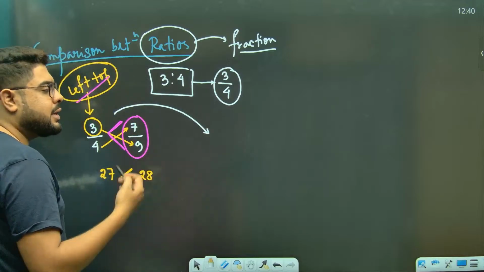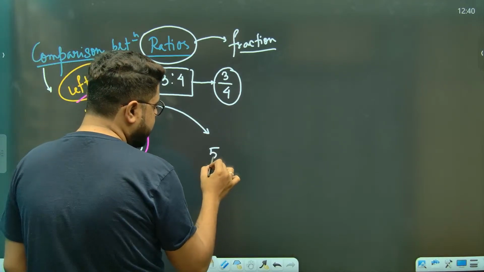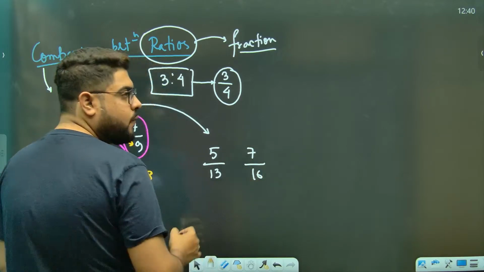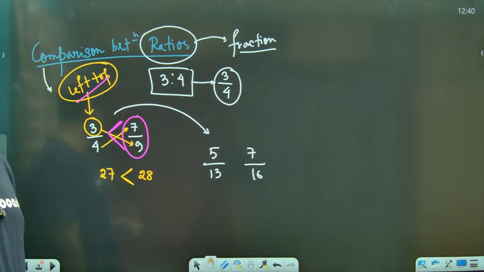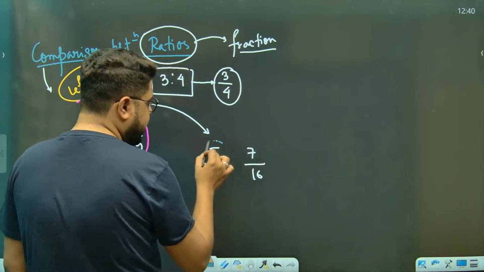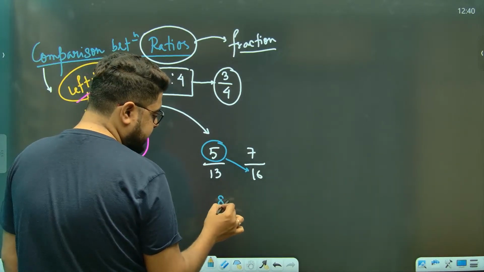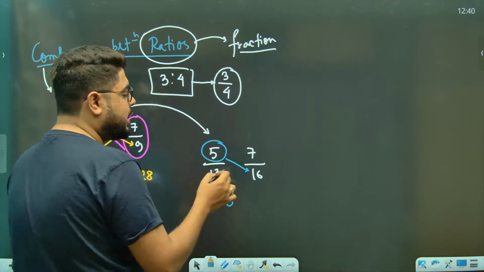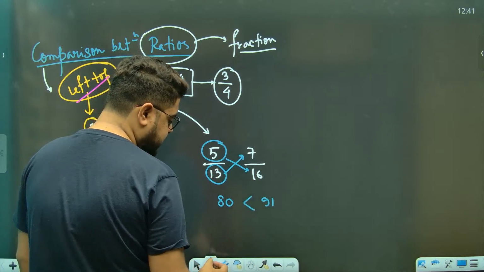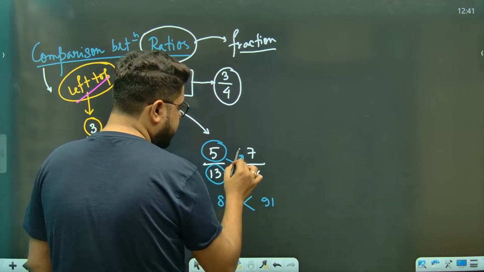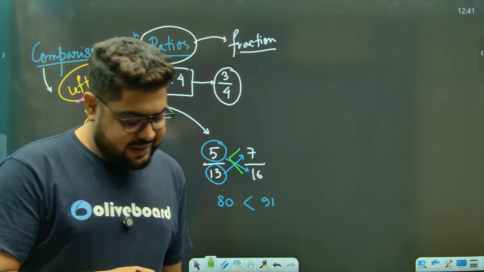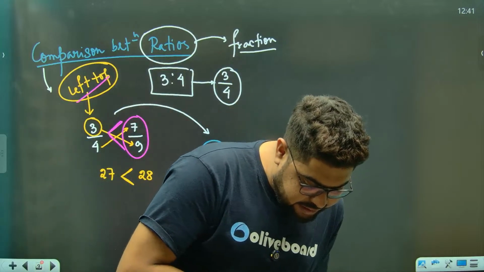For example, another: 5 by 13, 7 by 16. Let's see now. Starting from the left top, 5 into 16, 80. 7 into 13, how much? 91. This is greater. 7 by 16 is greater.